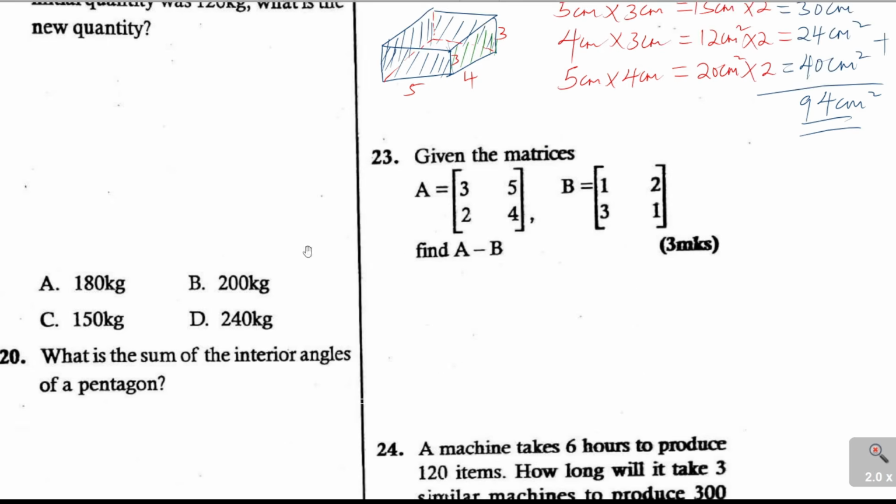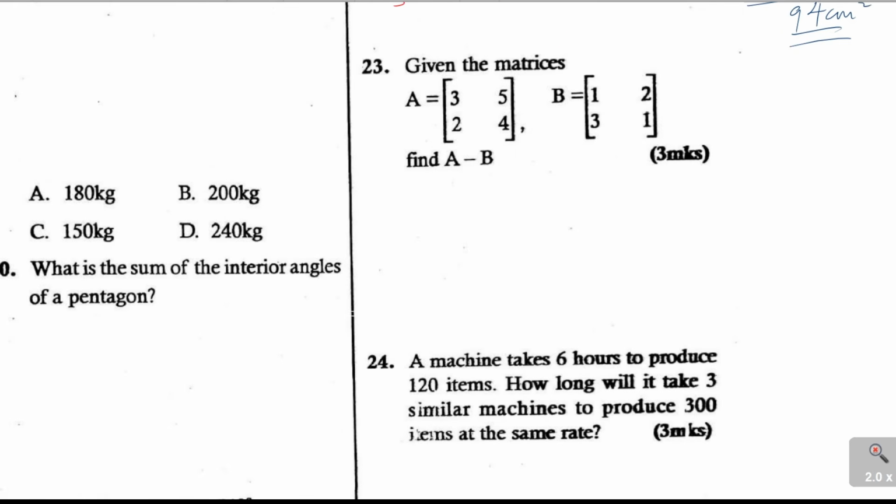We go to question 23. Question 23, given the matrices A and B, the two matrices are of order 2 by 2. They have 2 rows and 2 columns. So how do you subtract them? Now to get A subtract B, we shall subtract the corresponding elements. For example, we have 3. 3 corresponds to 1, the element in the first row, first column. This one corresponds to this. So when you're subtracting, we take 3 subtract 1.